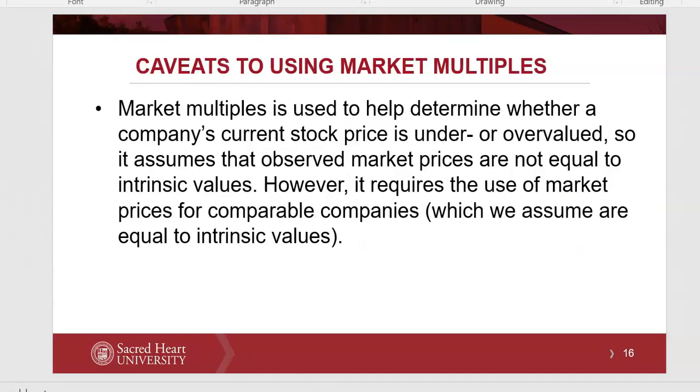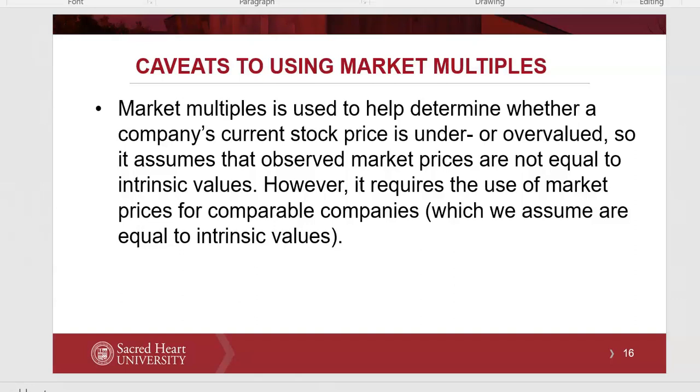There are some caveats to using market multiples. Market multiples are used to determine whether a company's current stock price is under or overvalued or fairly valued. So it assumes that the market price for, let's say, Coca-Cola may not be right. But when we're comparing, let's say, the price to earnings ratio to comparable companies, well, if we think that Coca-Cola's might not be right, why do we think that those other companies are correct? It's all market data.